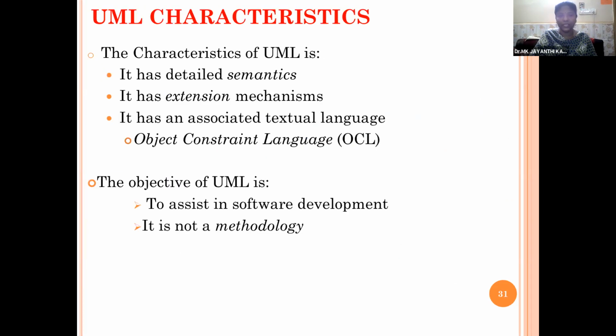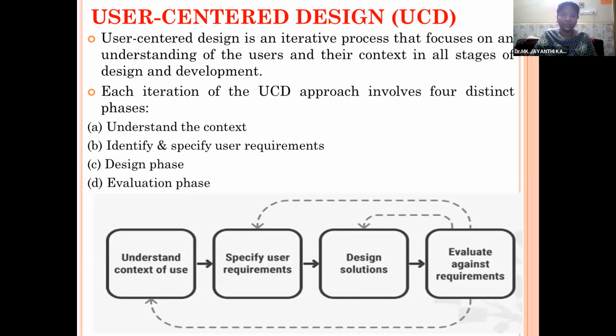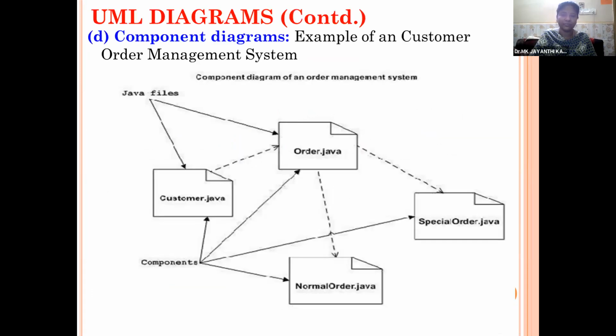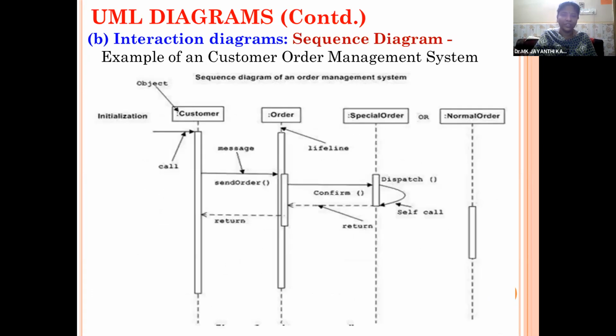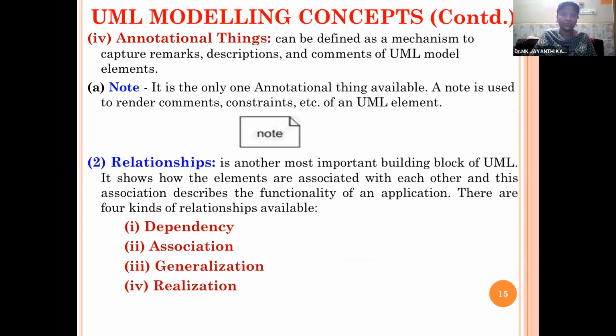Then UML characteristics, what is user-centered design. So in user-centered design, we identify the problem, then identify the specification, go for design solutions and evaluate. Then how to make use of virtual labs. So in the previous class itself, we started with what is UML, various concepts.